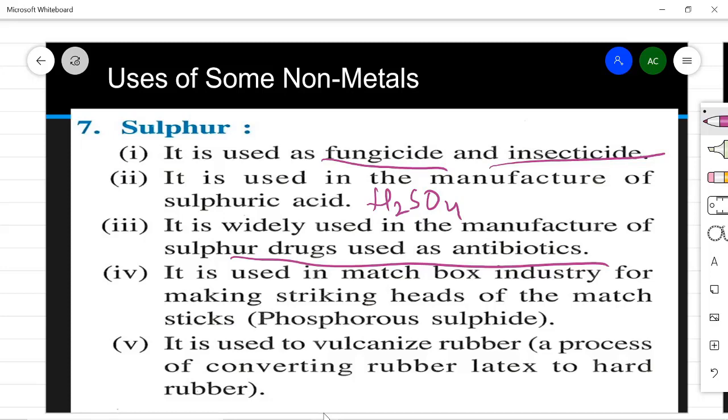मैच बॉक्स इंडस्ट्री में आपने जो मैच बॉक्स का हेड देखा है ब्लैक कलर का, उसमें जो केमिकल होता है वो है फॉस्फरस सल्फाइड. Sulfur is used to make this phosphorus sulfide, which burns when you strike the head. It is used to vulcanize rubber. So what is vulcanization? It is a process when rubber latex is converted into hard rubber, and this hard rubber is used for various purposes. So here also sulfur is used.